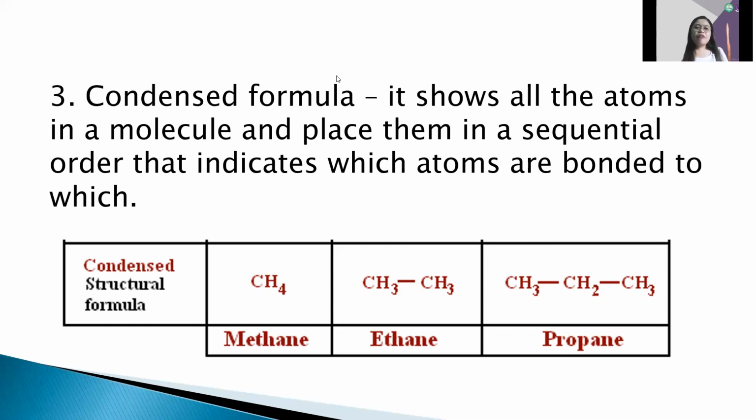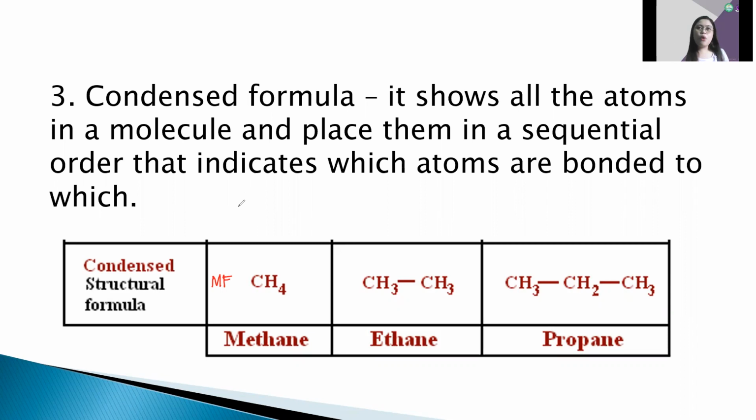Now, we have the third type of formula. We call it the condensed formula. The condensed formula will show us the sequence or arrangement of atoms or groups of atoms. Meaning we will be grouping together those atoms that are bonded with each other, and then we arrange them in a sequence. So for example, we have here methane. This one is actually both the condensed formula and the molecular formula of methane.